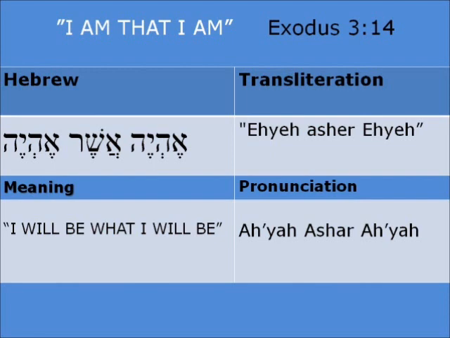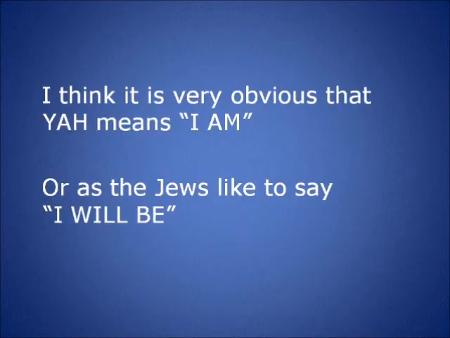Now, when you translate it over into the English letters, they have there E-H-Y-E-H, A-S-H-E-R, E-H-Y-E-H again. And in Hebrew tongue, the Jews would say that the meaning of this actually is, I will be what I will be. And we say most of the time, I am that I am, but it basically means the same thing. Now the pronunciation is what's interesting here. You would pronounce that as Ehyeh Asher Ehyeh. And notice how you see the Father's name there, Yah. So it's pretty obvious that I am means Yah, or Yah means I am. Or as the Jews like to say, I will be.